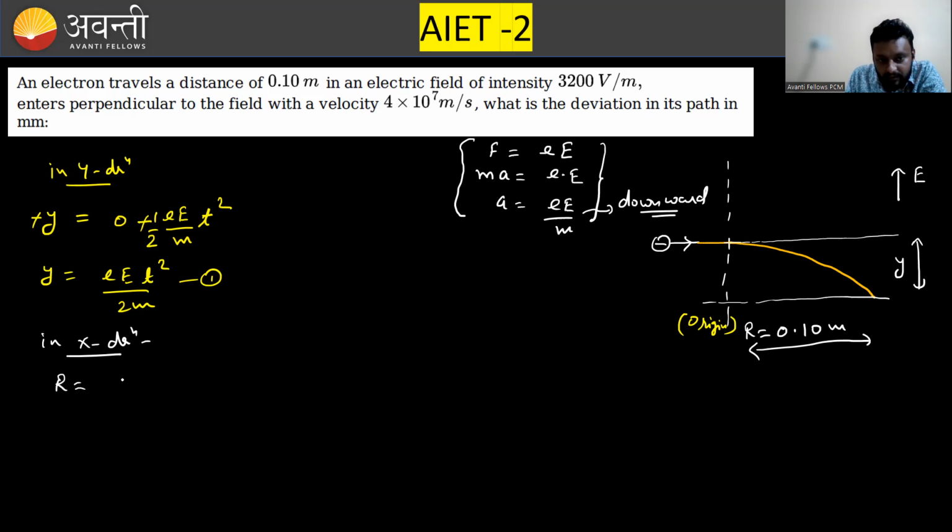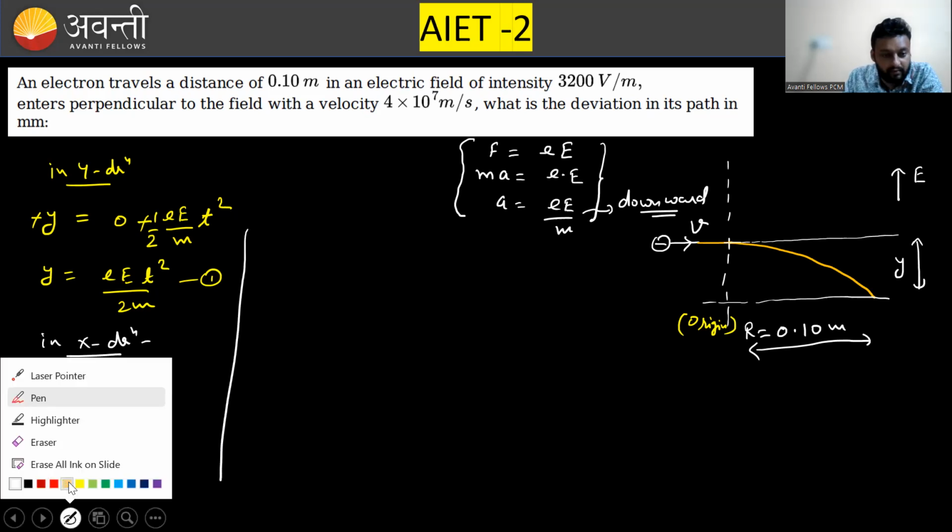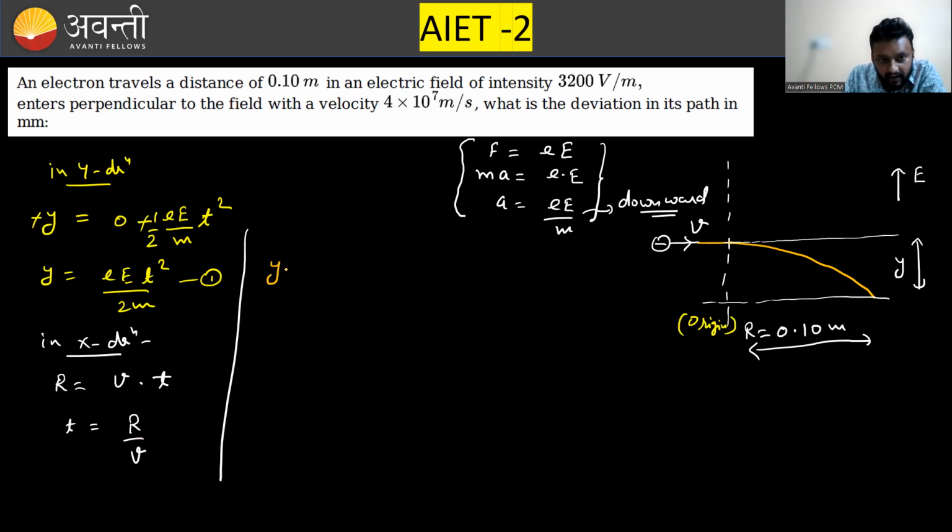So distance is equal to speed. It enters with some velocity. Let's suppose this velocity is v. V into time t. So time t can be written as t is equal to r over v. Put this value of t in equation 1. After putting this value, y is equal to e times t square, meaning r square by v square, divided by 2m.